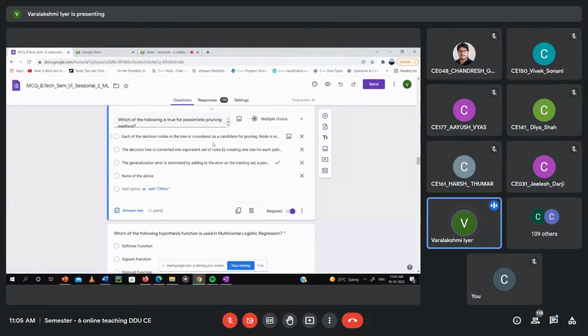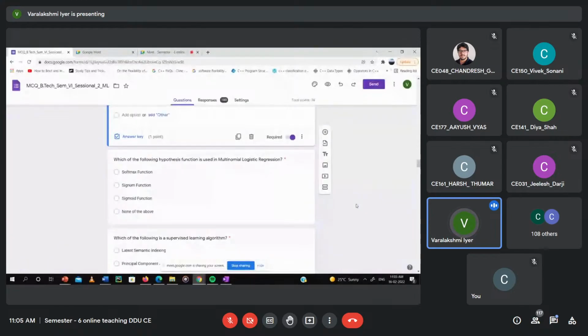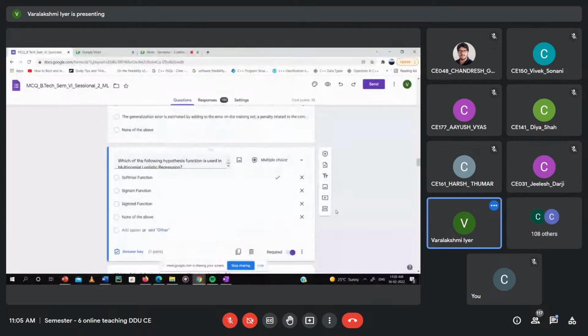Okay, so the last one is quite easy. Which of the following hypothesis functions do we use in multinomial logistic regression? It is the softmax function, right? Okay. So this was about my section. I suppose all the doubts are cleared in this particular topic. So now we'll proceed with our next topic that we are going to discuss today.